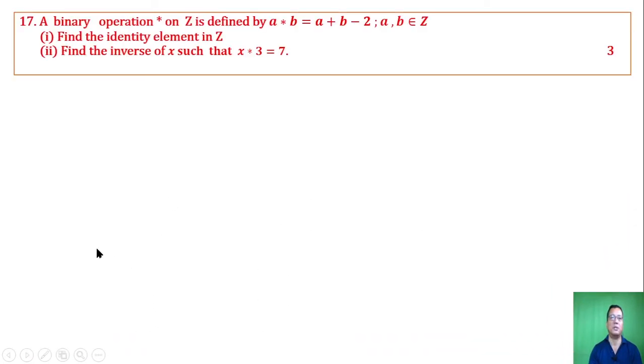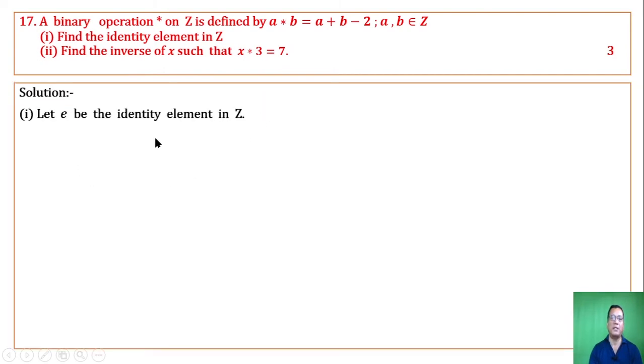Question number 17. A binary operation asterisk on Z is defined by a asterisk b equal to a plus b minus 2, where a, b belong to Z. Find the identity element in Z. Find the inverse of x such that x asterisk 3 equal to 7. 3 marks.